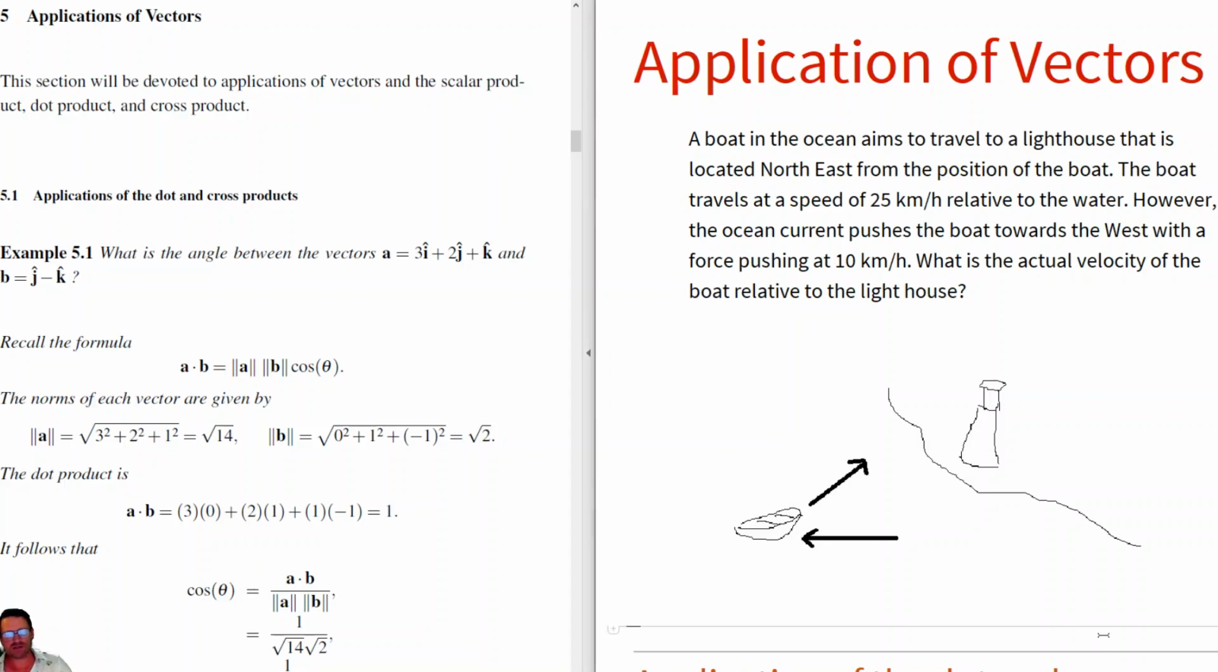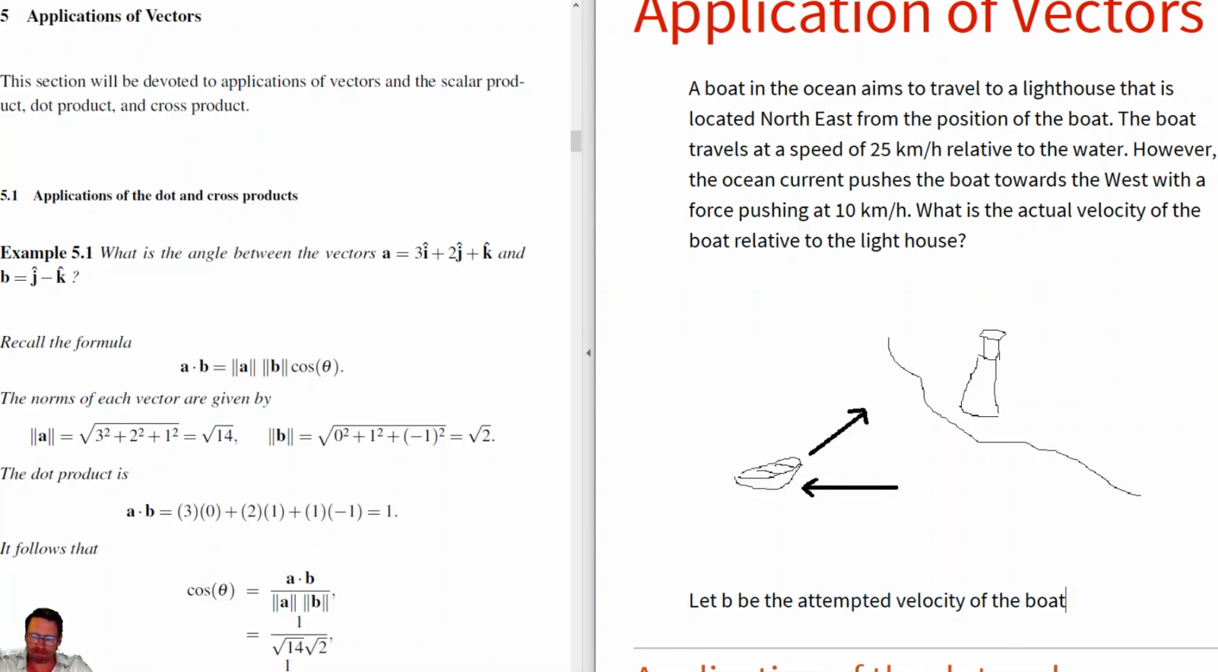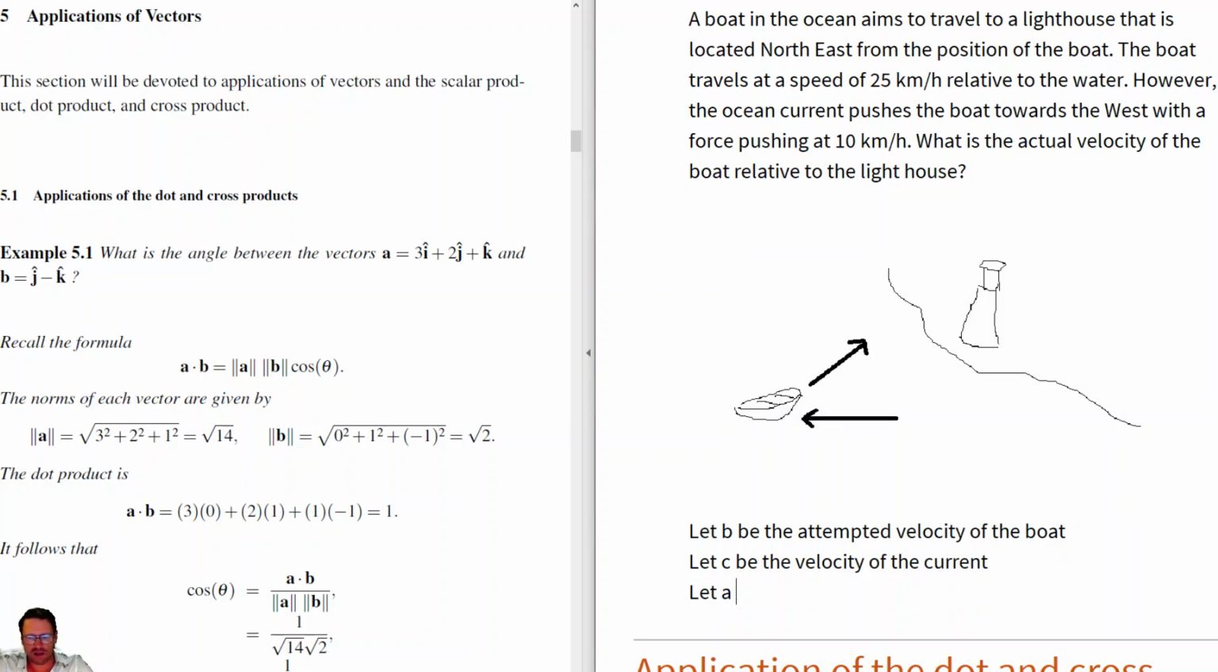Alright, so we need to set out some letters. Let B be the attempted velocity of the boat, let C be the velocity of the current, and then let A be the actual velocity of the boat relative to the lighthouse.